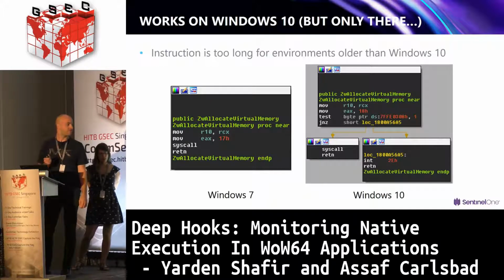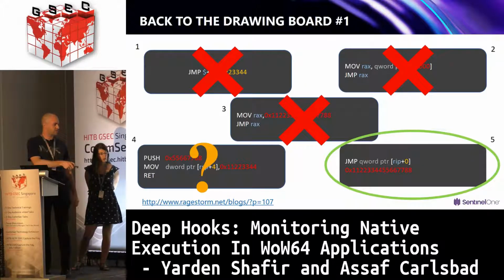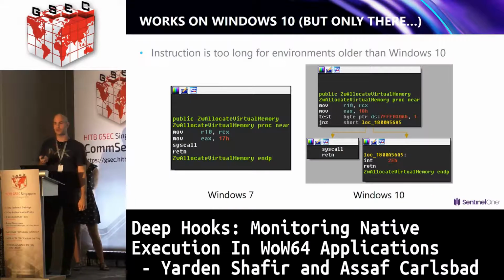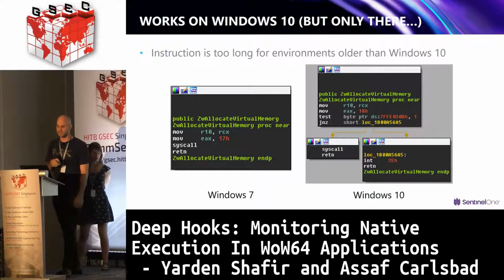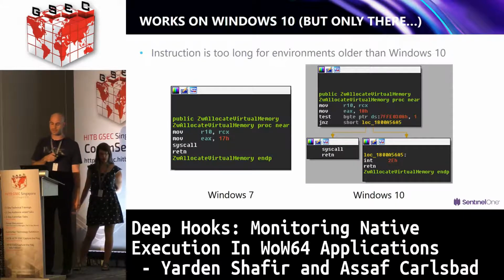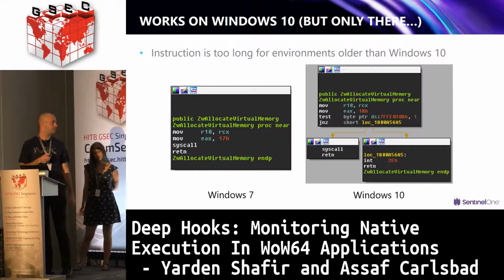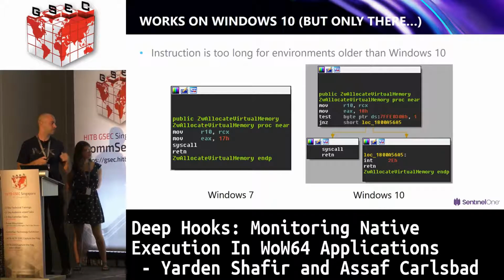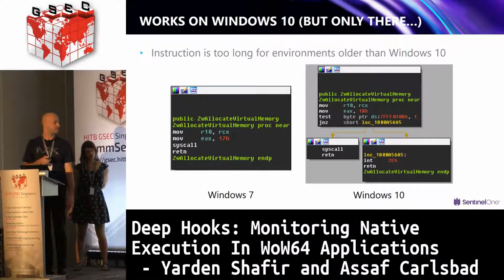Because the form of jump that we have chosen, this one, is actually quite long. Its binary encoding takes up something like 14 bytes, if I recall correctly. And in Windows 7, for example, the functions are simply not long enough. We don't have enough bytes in the function to overwrite. So this is the root cause of the failure we have encountered.